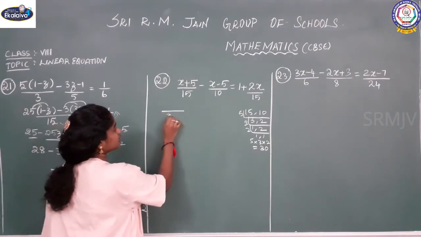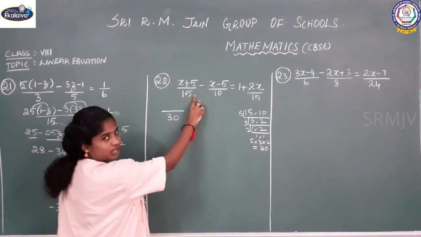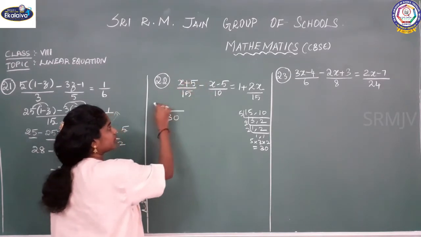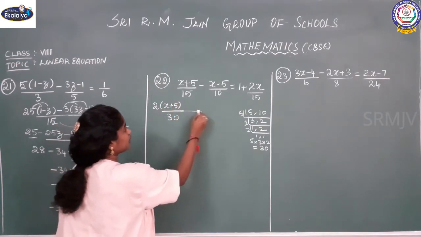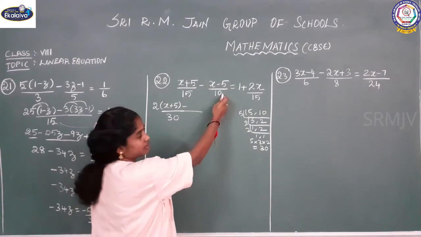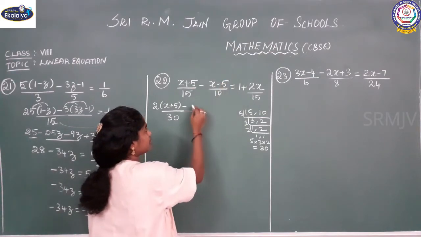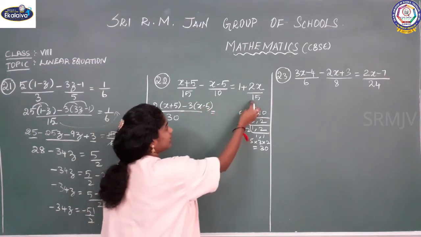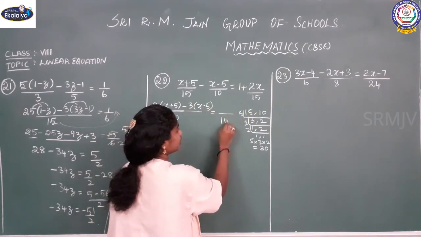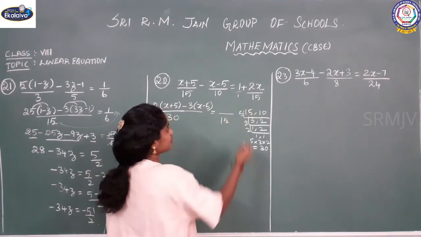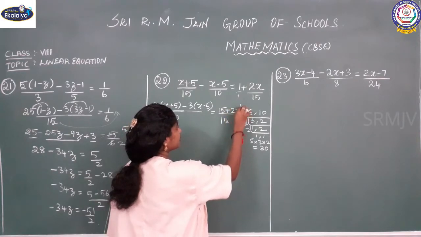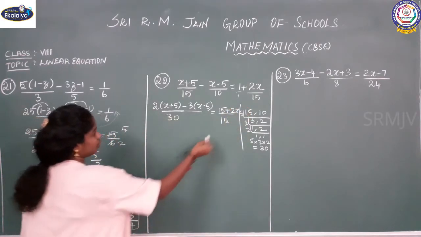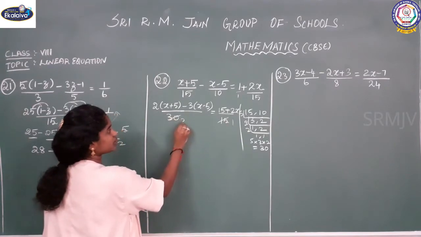So when I take that LCM as 30, 15 2s are 30. So I have to multiply the numerator with 2. So 2 into x plus 5. This term when I move to this side, 10 into 3, 30. So I have to multiply this term with 3. So 3 into x minus 5 is equal to, and the common denominator is 15, when I take LCM I will get 30. So 30 plus 2x. Okay. So now 15 1s are 15, 15 2s are 30.